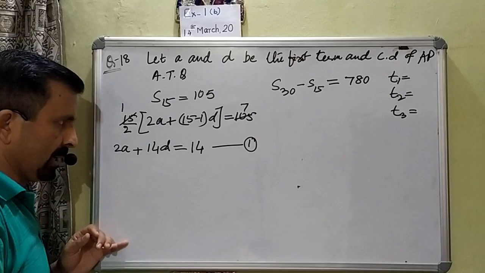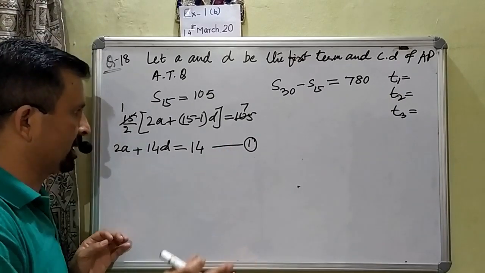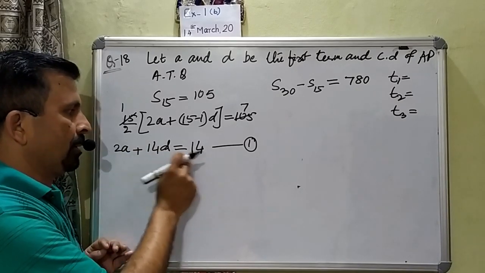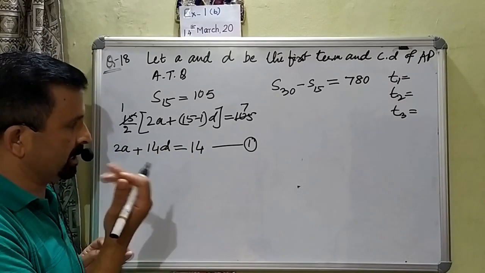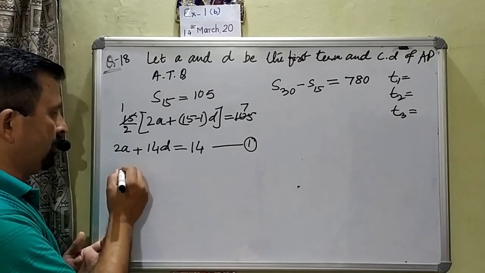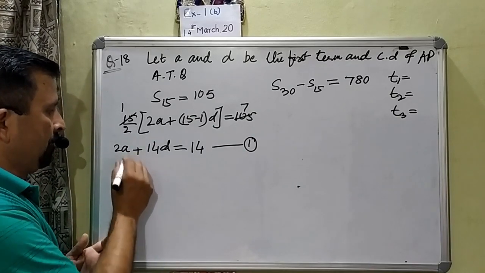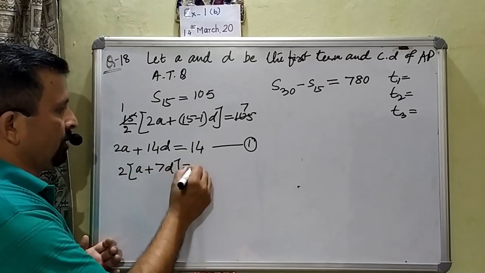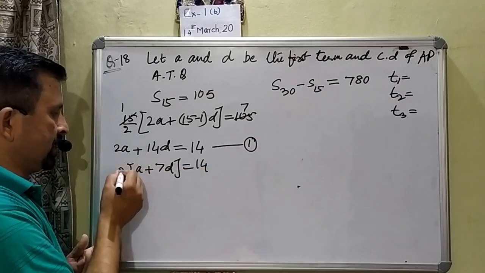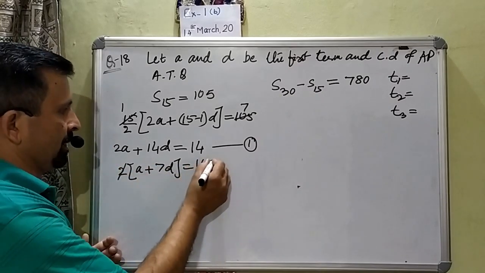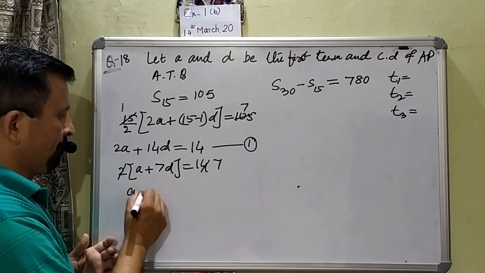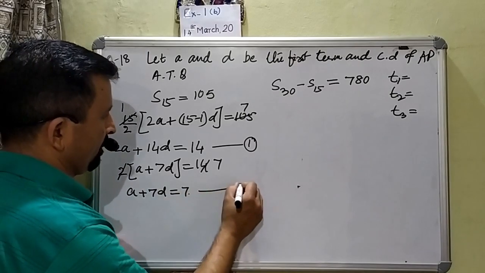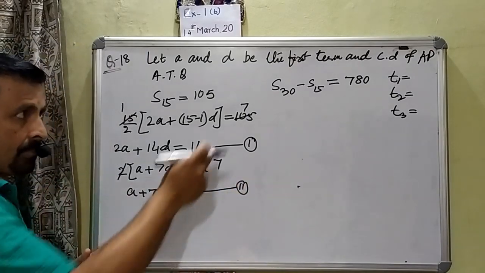There is a reason why I wrote this as equation number 1. I will tell you later on. Now after this we can see that there is a common divisor of all 3 terms. All these 3 terms are divisible by 2. So let us take out the common factor and simplify one step more. So 2 is out. This becomes a plus 7d, and this is equal to 14 divided by 2, which is 7. This is a plus 7d equal to 7. This is another equation. We will name this as equation number 2. Now let us come to this part.